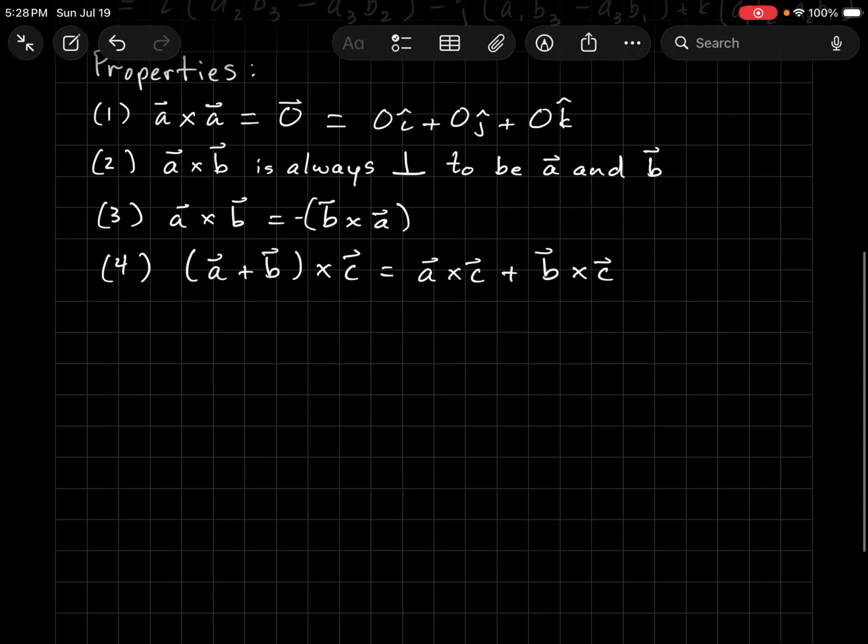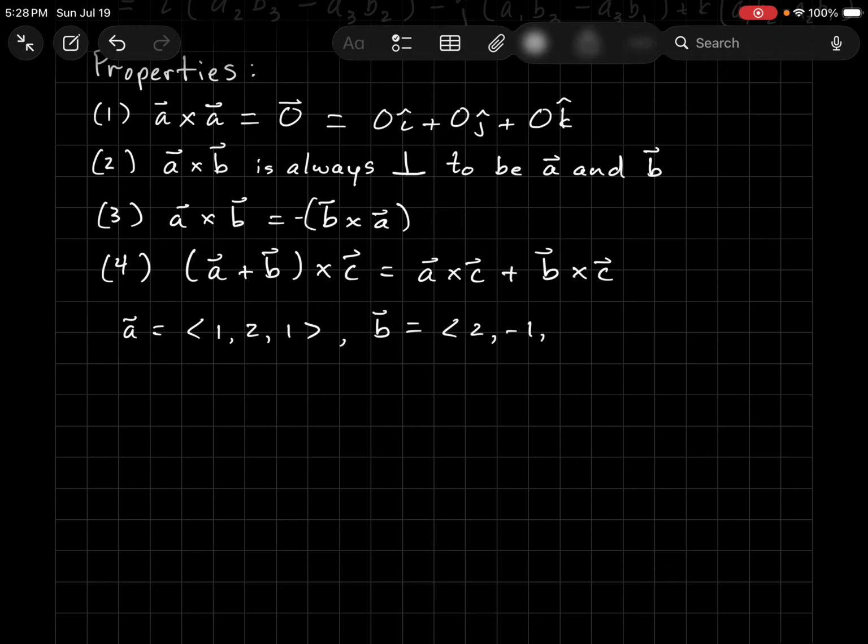So let's do an example of a cross product between two vectors. Let's choose the vector A equals, just say, 1, 2, 1. We don't need to make it complicated. And B equals the vector, say, 2, negative 1, 3. Then A cross B would be the following. We'll set up our matrix, get the determinant. So i, j, k; 1, 2, 1; and then 2, negative 1, 3.